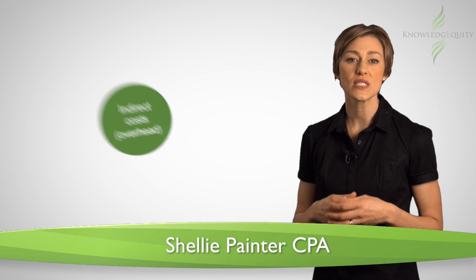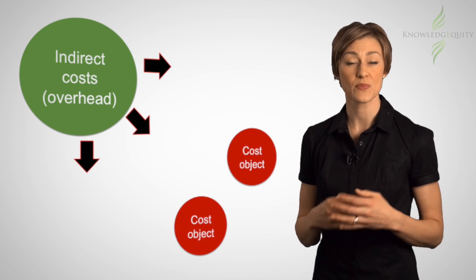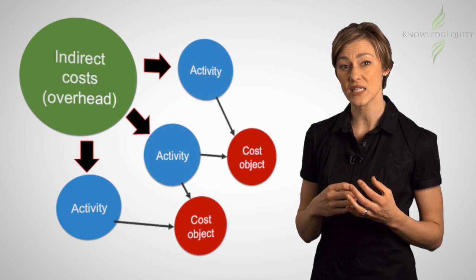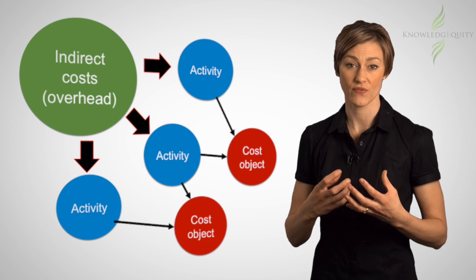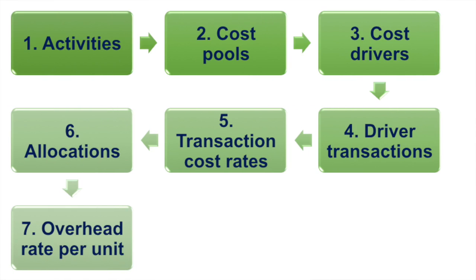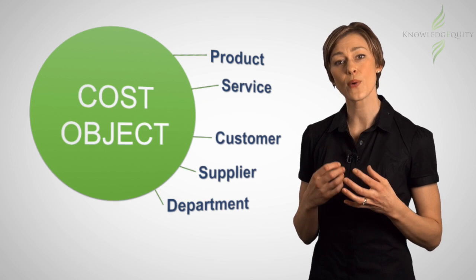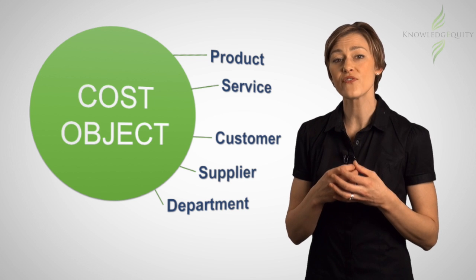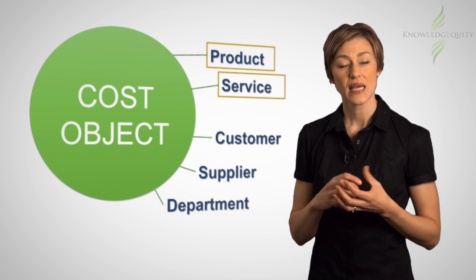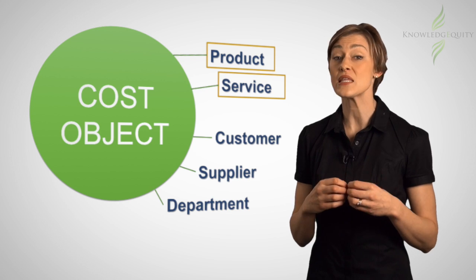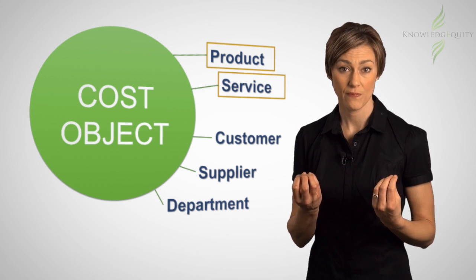Activity-based costing is used to allocate indirect costs to specific cost objects based on the activities undertaken in the production of the cost object. It is a 7-step process that starts with the identification of activities that are involved in the production of the organisation's cost objects. To make it a little simpler, throughout the rest of this clip, we will refer to cost objects as products, but keep in mind that they can be either products or services.